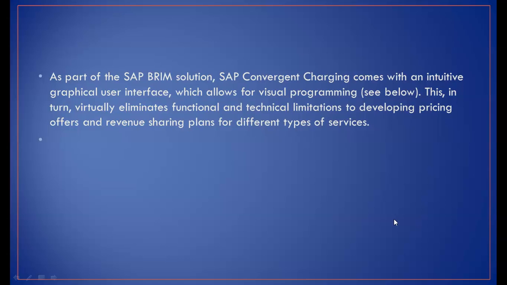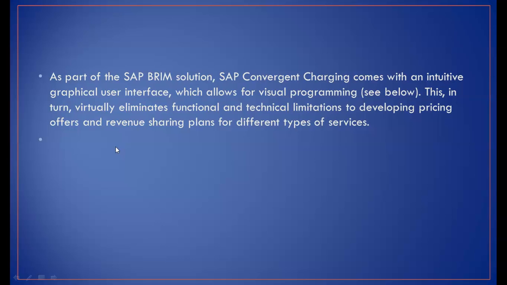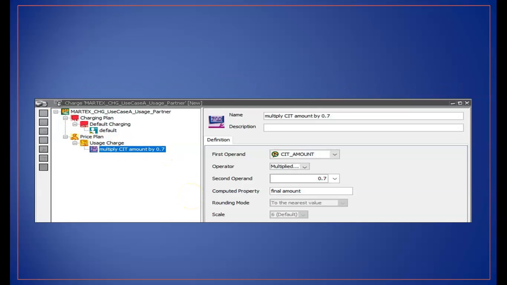As a part of the SAP BRIM solution, SAP Convergent Charging comes with an intuitive graphical user interface which allows for visual programming, and we're going to see that this virtually eliminates functional and technical limitations in developing pricing offers and revenue sharing plans for different types of services. If you see here, we have the matrix, and then we have the price plan. We have the usage charges and all. So we don't have any functional and technical limitations here, so we can directly see this view.